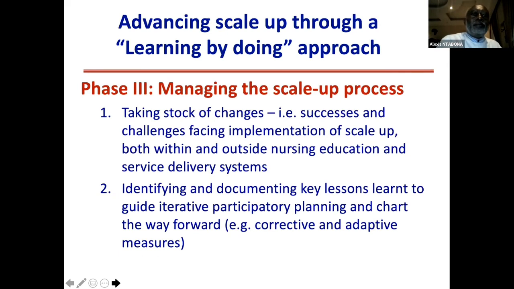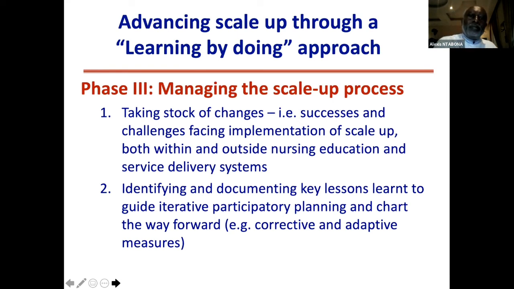It is within that context that they used an approach which is more of learning by doing, because we were now tackling the phase of managing the scaling up process. And I need to report that at this point in time, at the end of the 2-year initial phase of implementation, they were focusing on 4 elements.